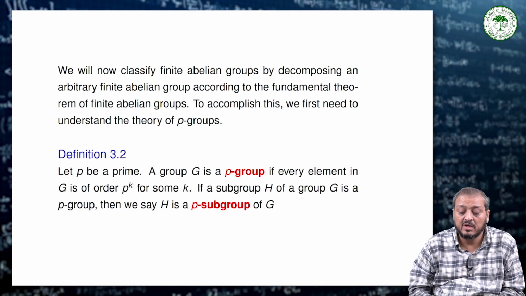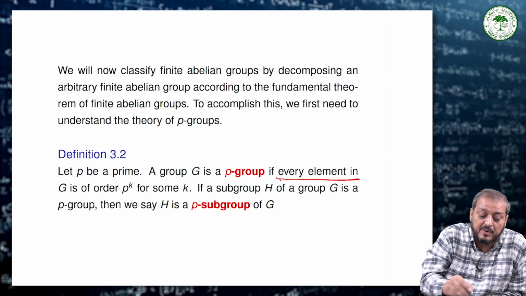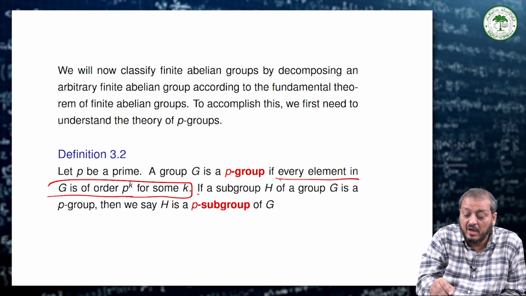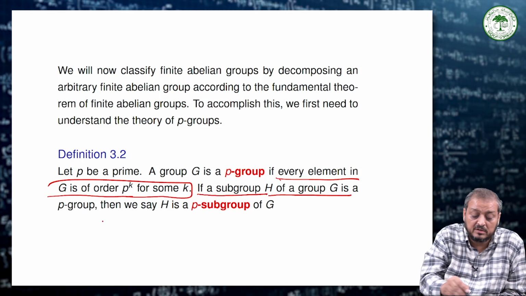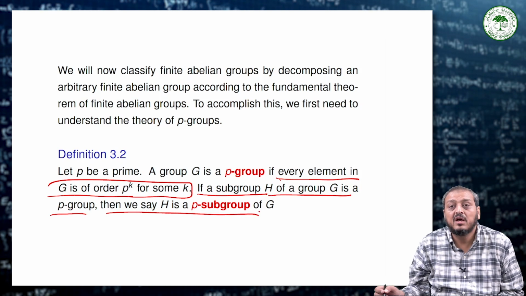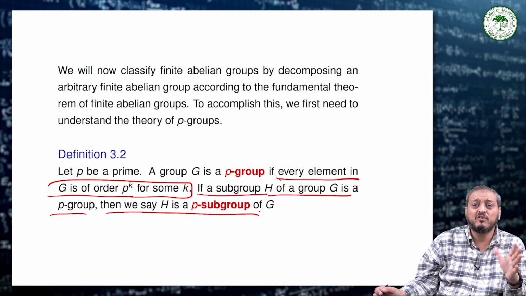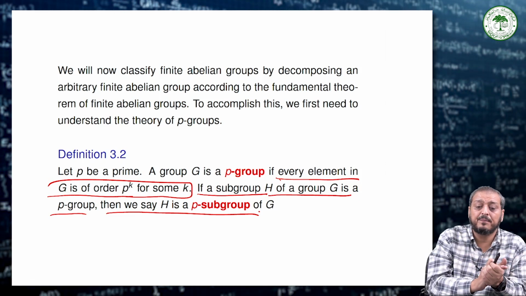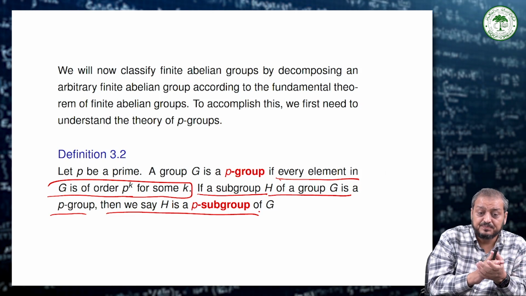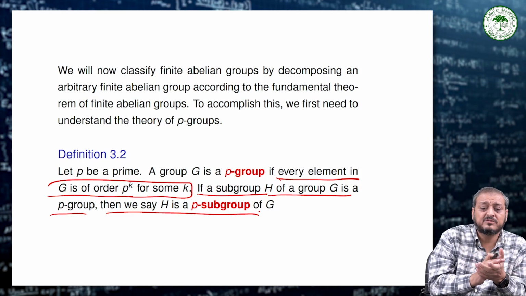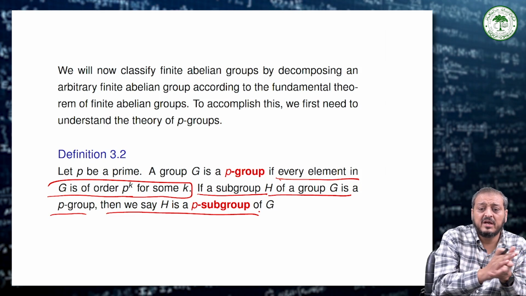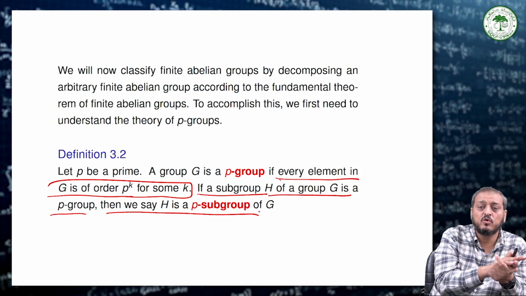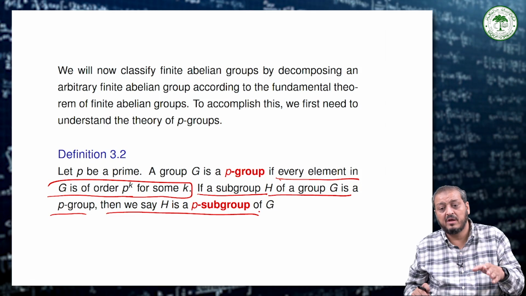A group G is a p group if every element in G has an order of p to the power k for some k. If a subgroup H of a group G is a p group, then we say that H is a p subgroup. Simply say that if we have a group G and every element of G has order some power of p, where p is a prime, then we can say this is a p group, and if H is a subgroup of this p group, then H is called a p subgroup of G.